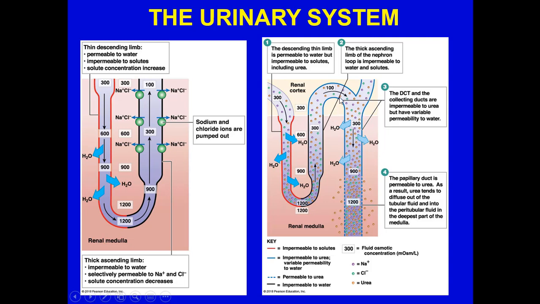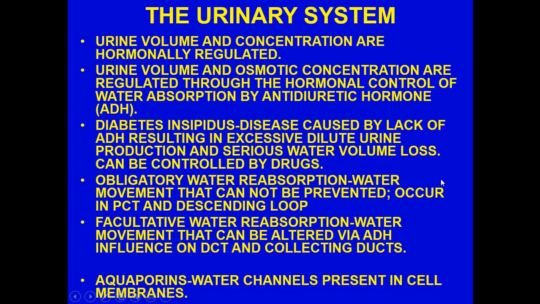You'll notice also that as you go down this collecting tube, the outside here is changing its concentration gradient. If you pump out, the concentration of the filtrate here gets greater and greater, and then eventually leads into being collected at the renal papillae and eventually into the minor calyx. Okay? Now, urine volume and concentration are hormonally regulated. Urine volume and osmotic concentration are regulated through the hormonal control of water absorption by antidiuretic hormone.